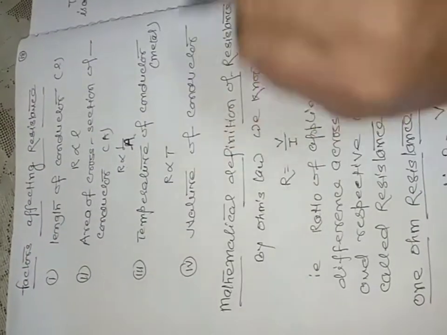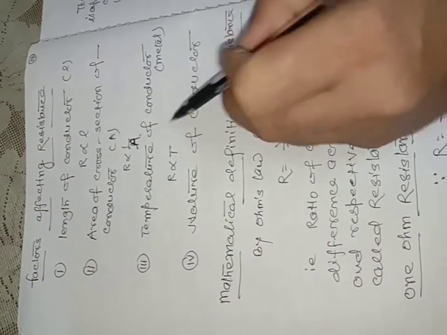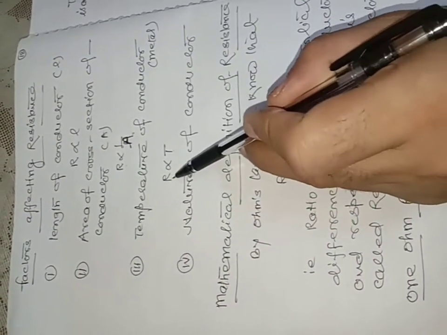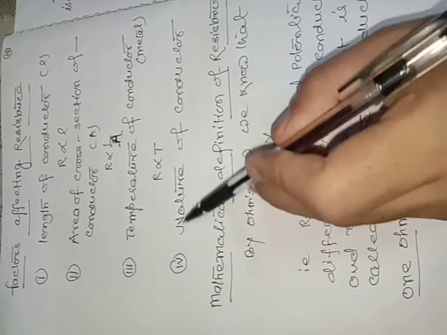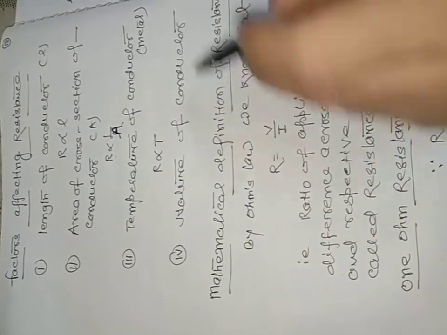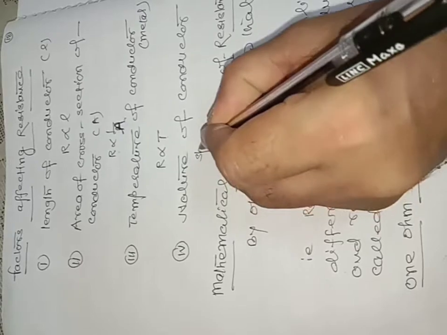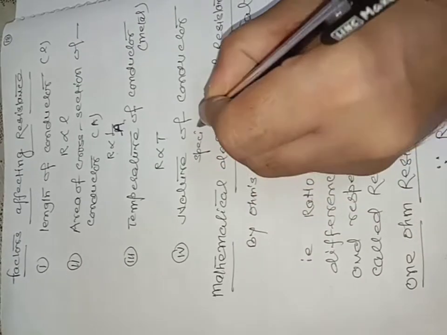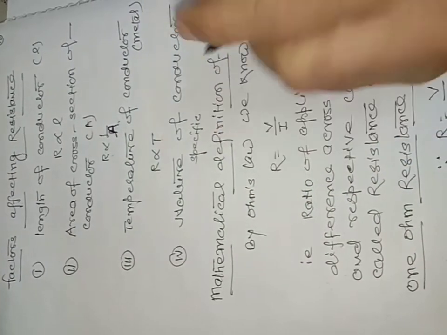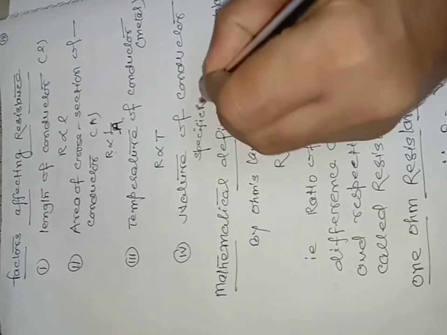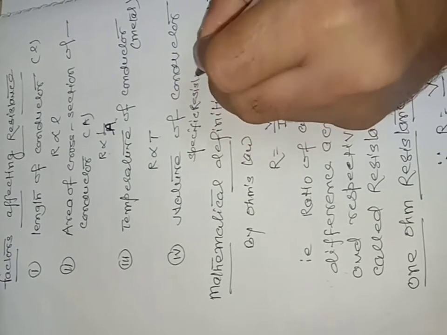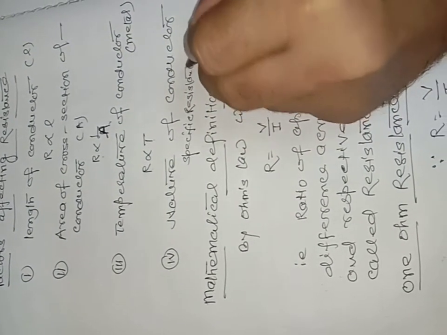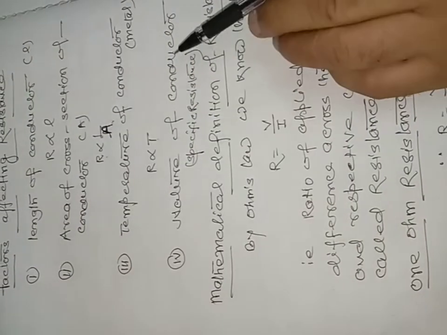So what happens? They will collide frequently, and when they collide frequently, the resistance of the conductor increases. And the fourth factor, nature of conductor. Nature of conductor is actually its specific resistance. We will discuss it later on. The nature of a conductor is decided by its specific resistance. So these are the four factors.